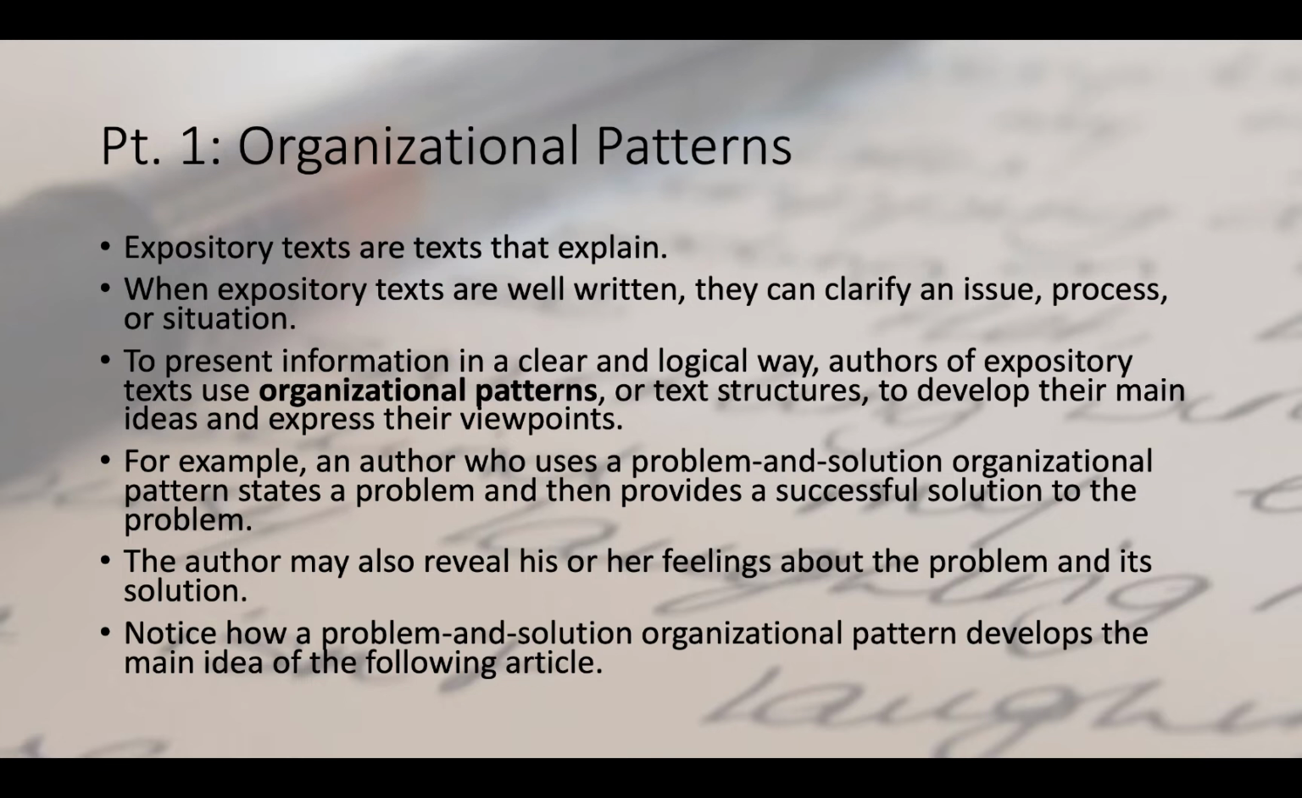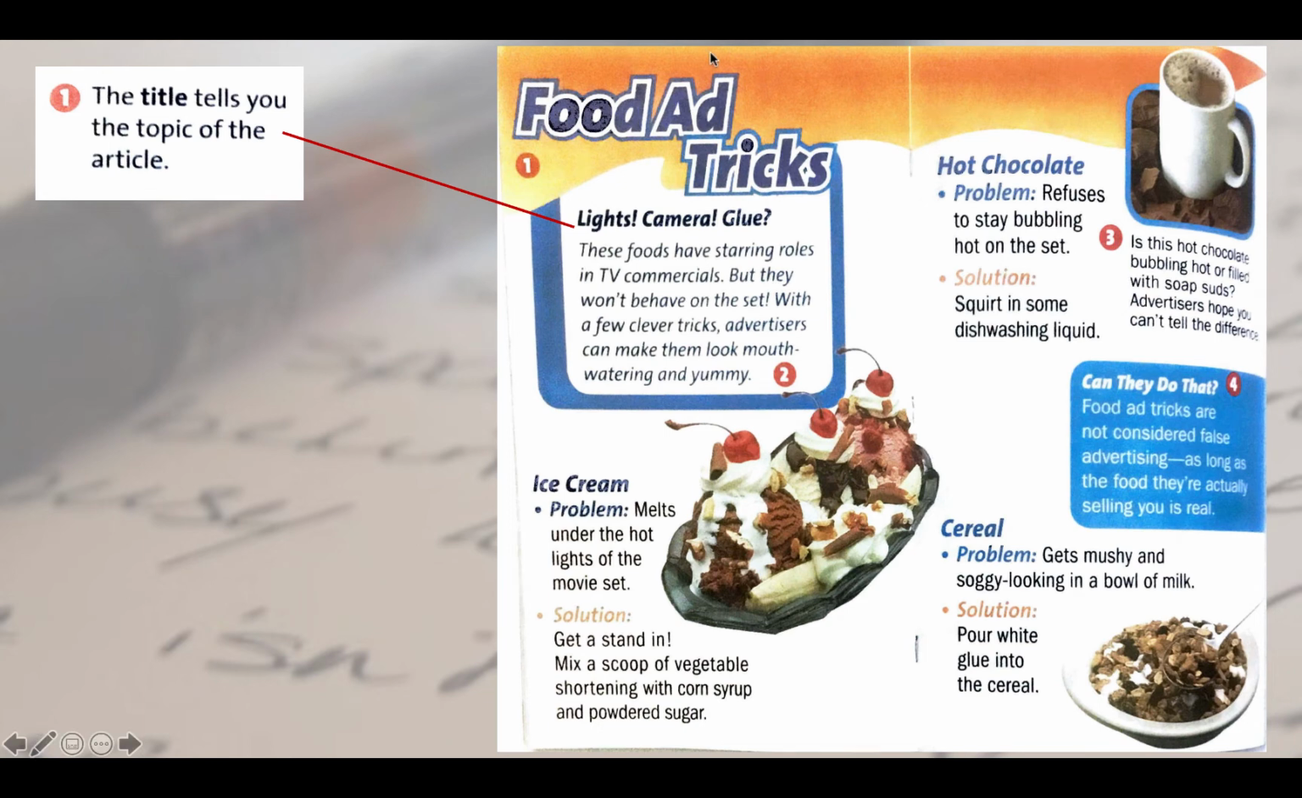For example, an author who uses a problem and solution organizational pattern states a problem and then provides a successful solution to the problem. The author may also reveal his or her feelings about the problem and its solution. Notice how a problem and solution organizational pattern develops the main idea of the following article. So we're going to look at this article right over here, okay? The title is always bigger. A lot of times it's in a different font too. And the title tells you the specific topic of the article. So, Food Ad Tricks. So we know that whatever we see here is going to be a way of taking pictures of food that tricks us into thinking it's something different than it actually is.